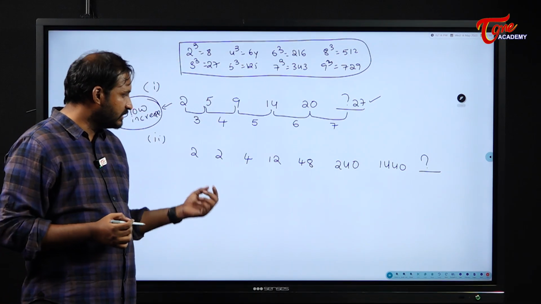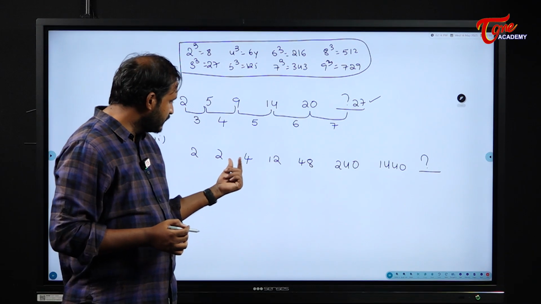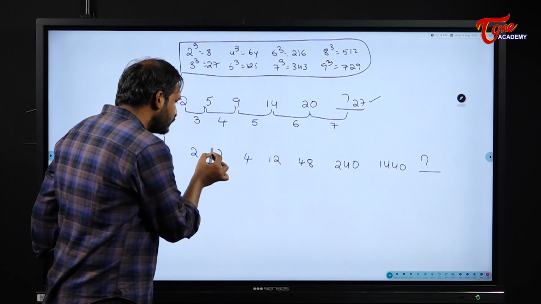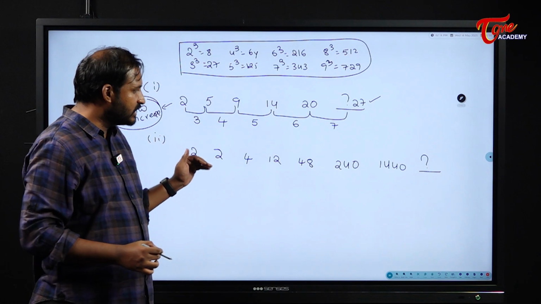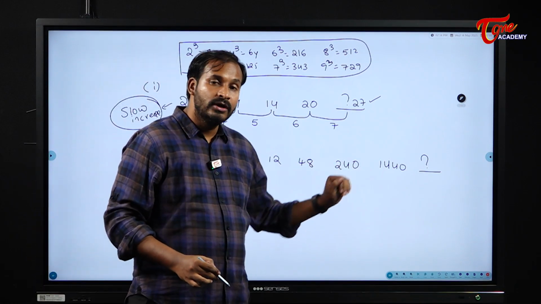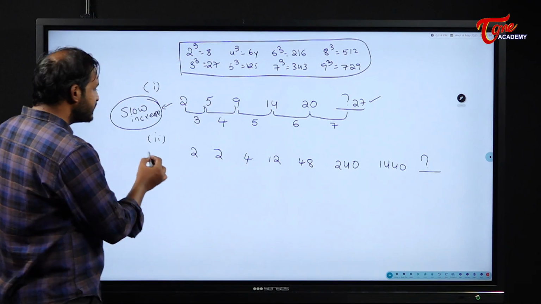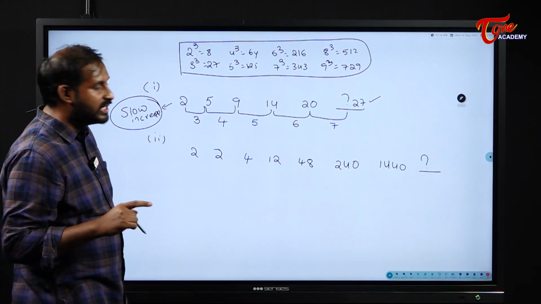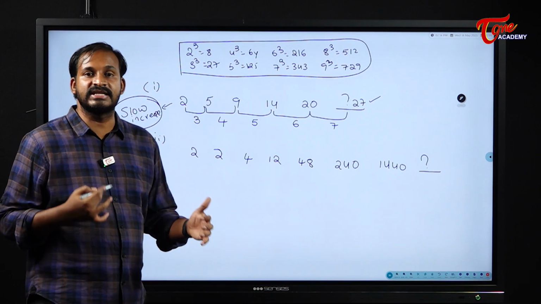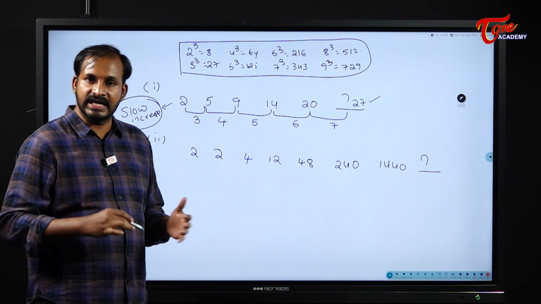Now please observe here, students, from 2 it started. Initially, if you see the first 2 to 3 numbers, it may look like a slow increase, but from 2 it became 1440. From 48 to 240. How? First thing is, is it an increase or decrease? Yes, it is an increase. And how is it increasing? It is increasing suddenly. It is increasing drastically.